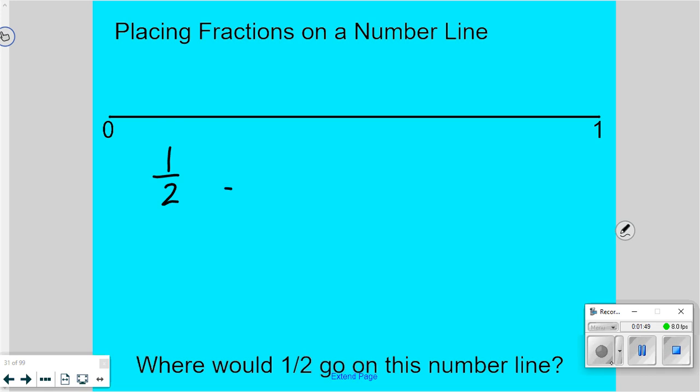Madison said, hey, we can look at that denominator to help us. How does that denominator help us? She's absolutely correct. I can look there for help, but what does it help me know? Jalen? It helps you know how many parts there are in the number line. Yeah, I know now that there's going to be how many parts? 2. So let's break it up into 2 parts.